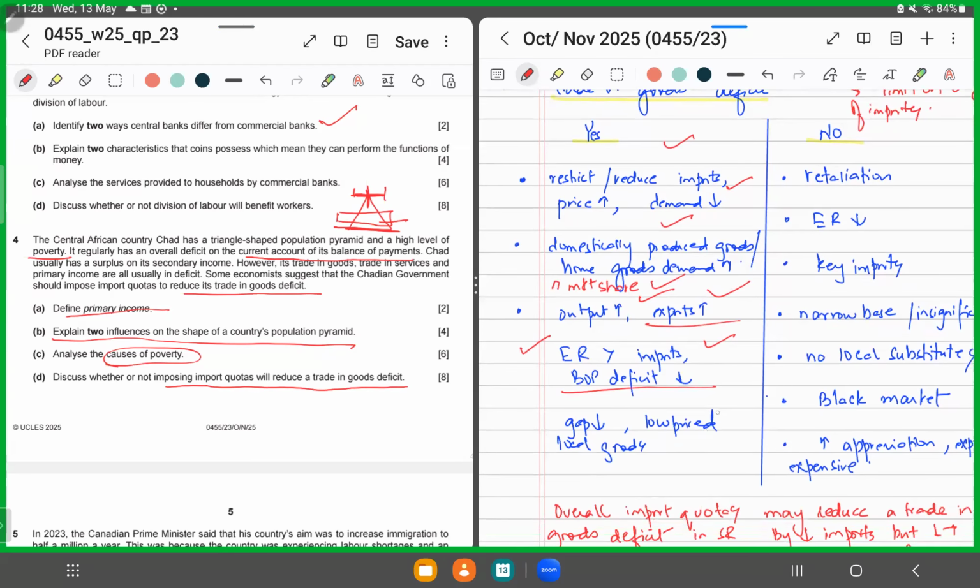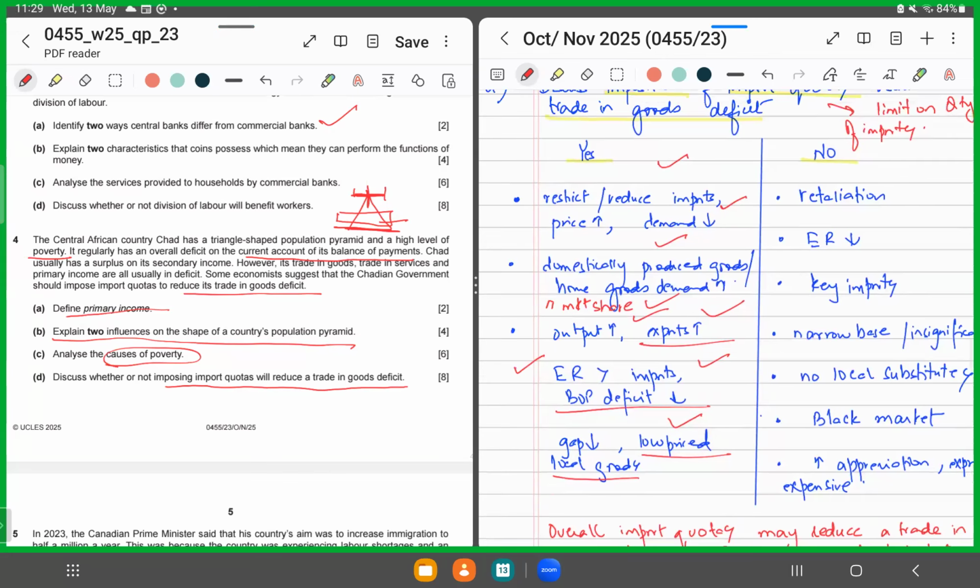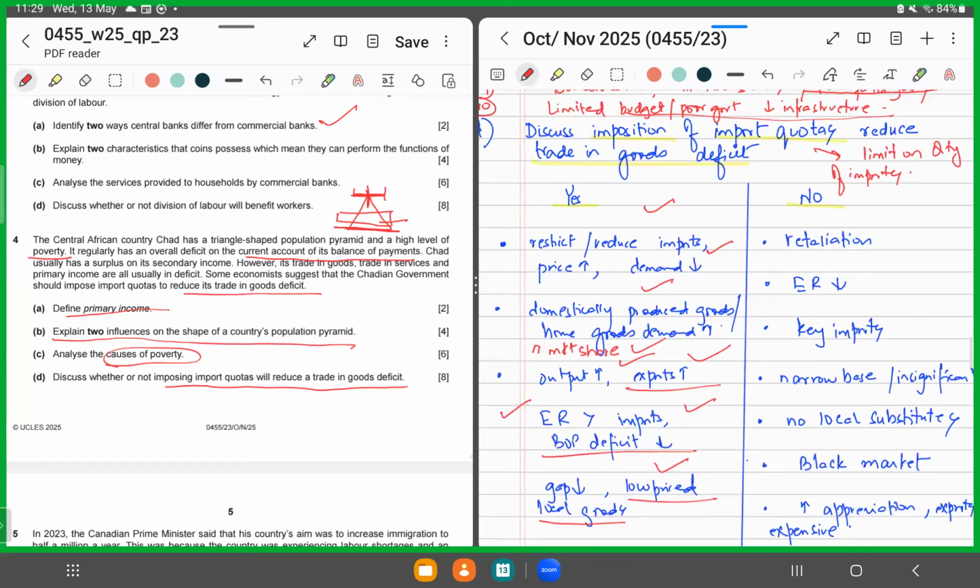since the local goods are low priced, their demand is going to rise and these firms are going to enjoy a higher export revenue. However, it could be that the imposition of quotas might invite retaliation. That means the trading partners might also impose import quotas, so the home country's exports might get affected.